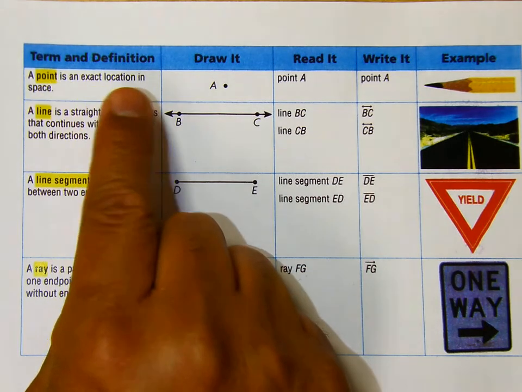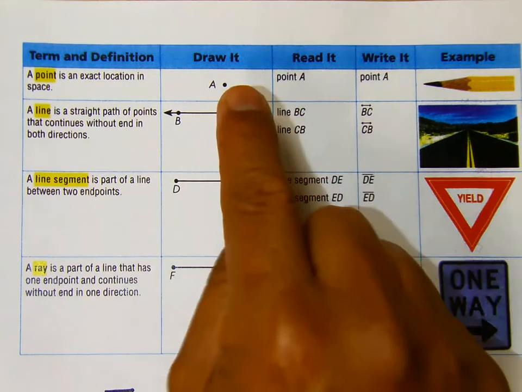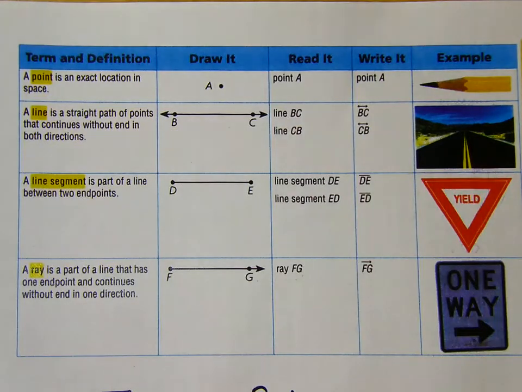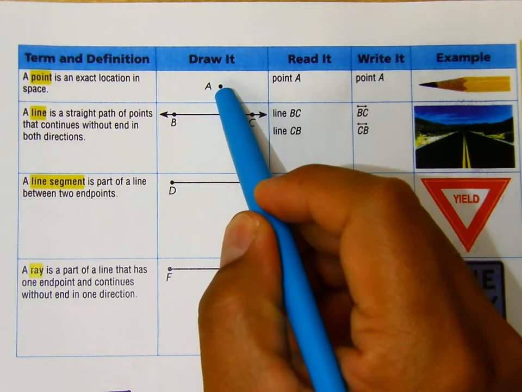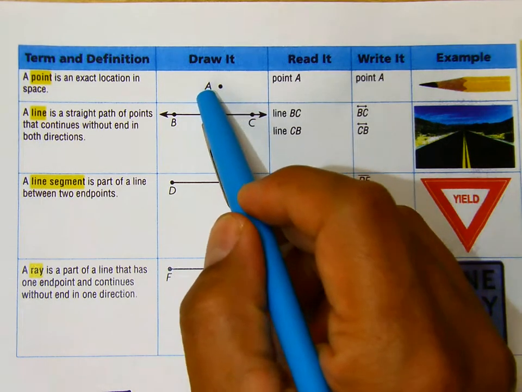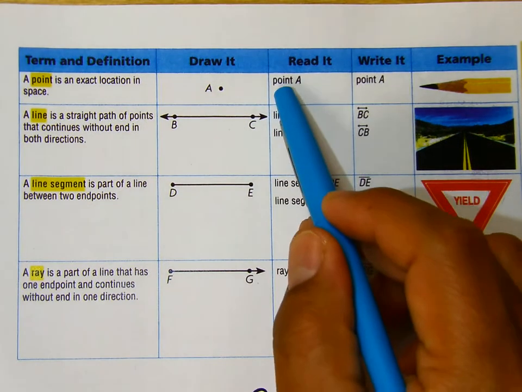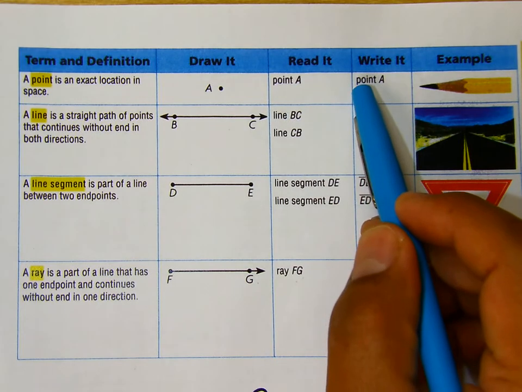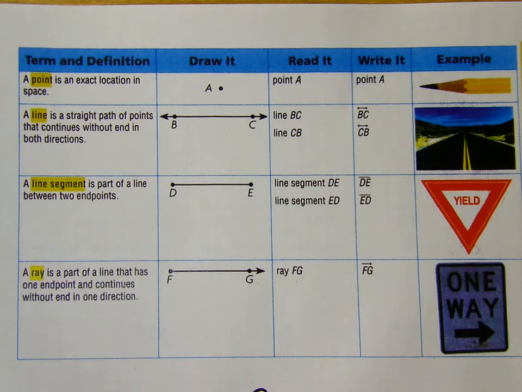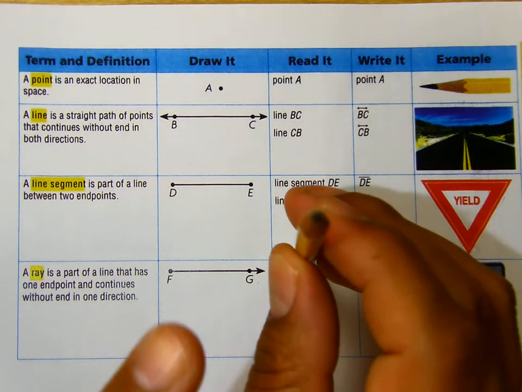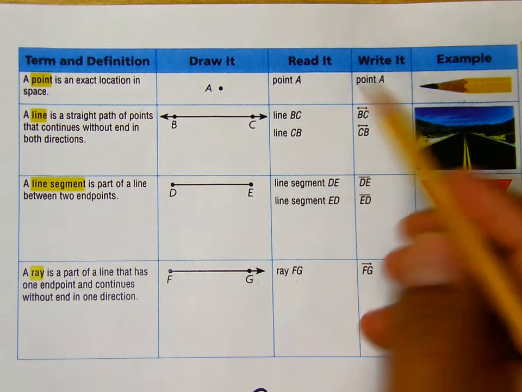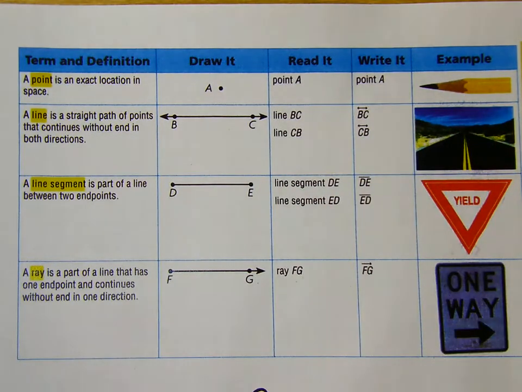A point is the exact location in space or on a plane. We draw it like this. It's represented by a dot. So that dot is our point, and it's given its name with a letter. So this is point A. We can read it point A. When we write it, we write it as point A. An example of a point is the point of your pencil. So we look at the point of your pencil, it makes a little point like that. So the point of a pencil is an example of a point.